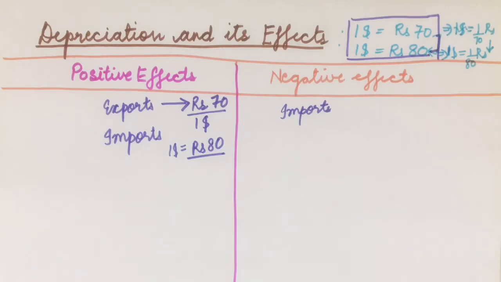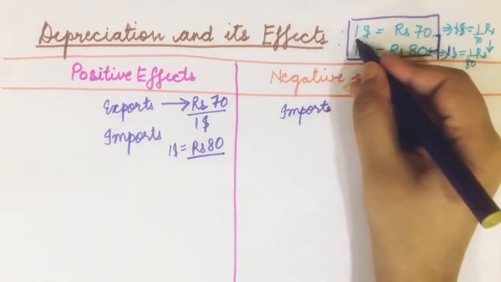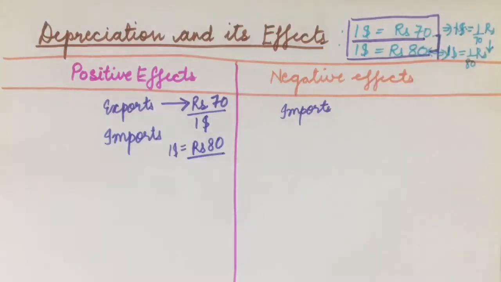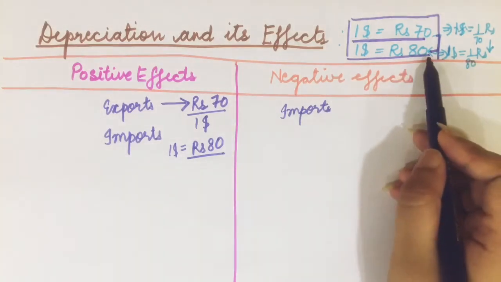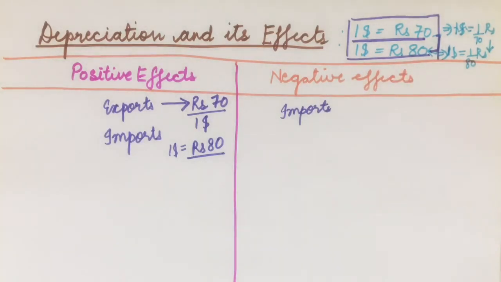So what does depreciation first look like? We can see a currency has depreciated through its exchange rate. Suppose the exchange rate is $1 equal to 70 rupees, and now the Indian rupee depreciates. So the exchange rate now looks like $1 equal to 80 rupees. This is how depreciation looks, and it means that the value of Indian currency has gone down. Indian currency has gone cheaper and US currency has gone costly. The price of the US dollar has increased.